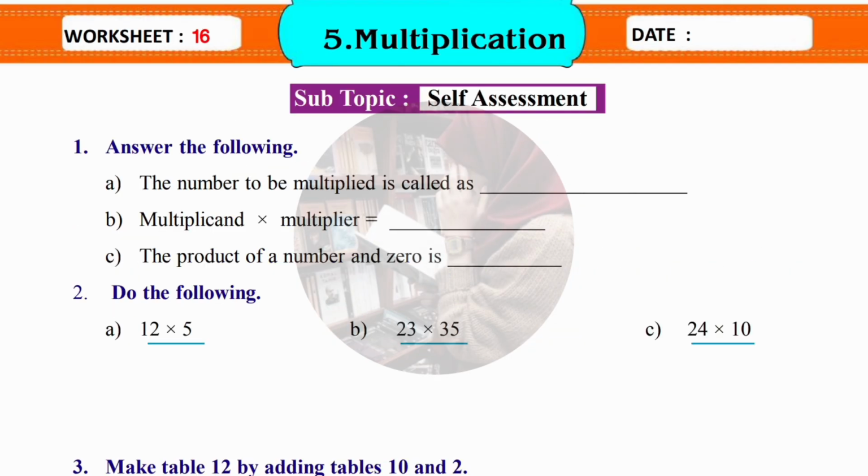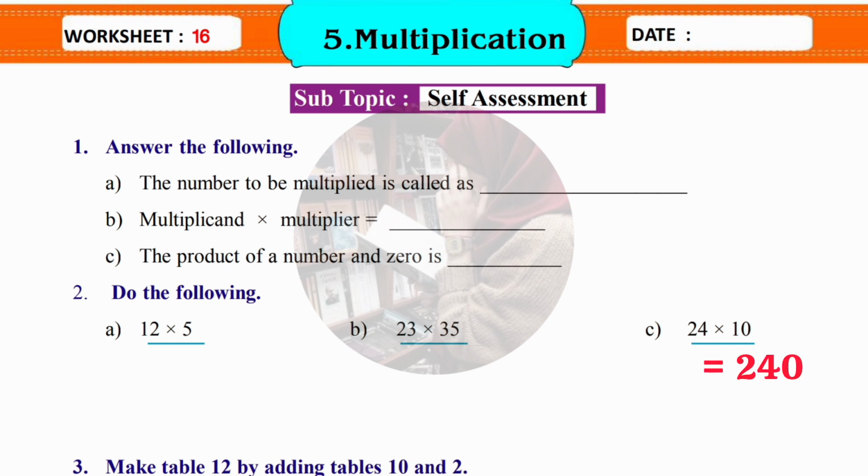Sorry guys, I told you before that that was the last worksheet. I didn't have that knowledge. Still we have one more sheet. Okay, so now it's clear. This is the last and final worksheet of our 5th chapter, multiplication. So here our subtopic is self-assessment.